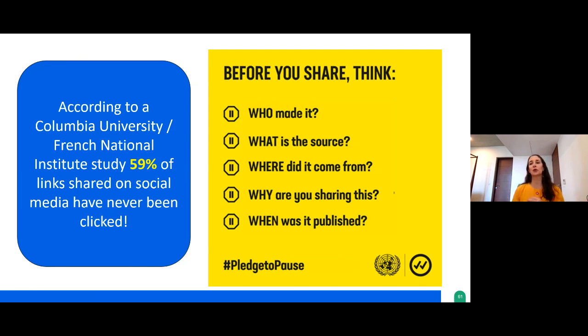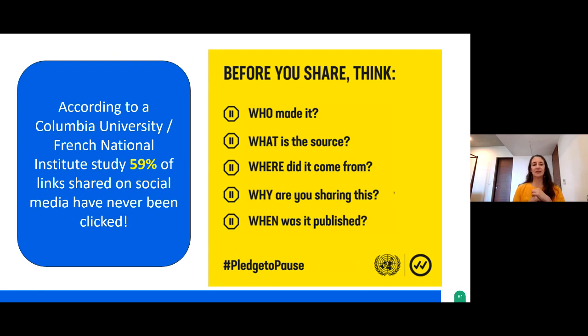You can also Google Prime Minister Modi visits Italy and see, are many websites running this picture or only one website? Is it a valid website or is it a spoof website? If it's something that's being run across many different news organizations, it's more likely to be true. The other question that you can ask yourself is, why are you sharing this?